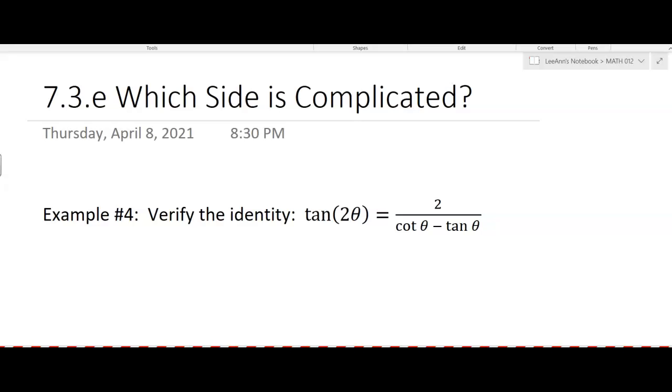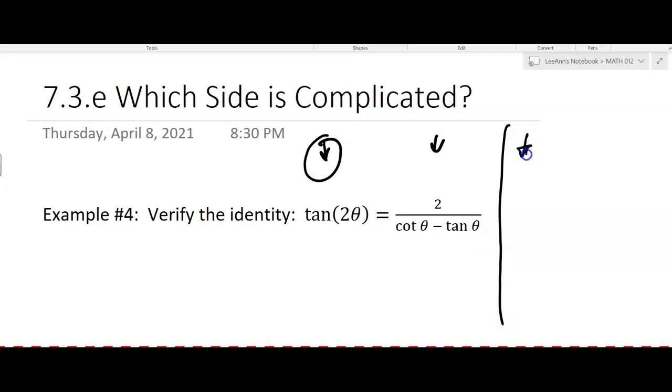So this one's titled, Which Side is Complicated? It's an identity that we're trying to verify. So you've got the left, you've got the right. It might look like the right side is more complicated, but what would I do with that side? And there are things I can do, but I think I'm going to work on the left because I have something for tangent 2 theta.